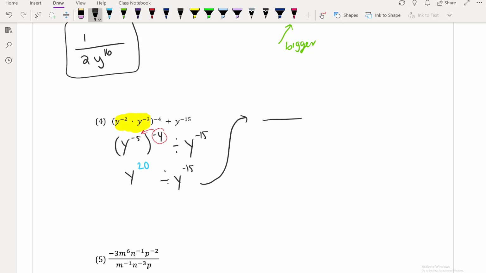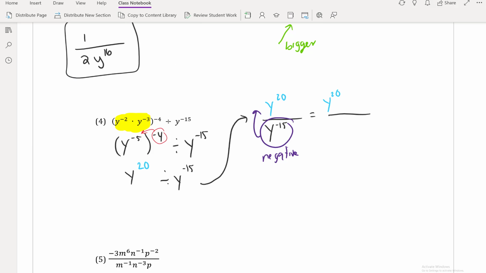So you can think of this as y to the 20th over y to the negative 15. So now that you see it this way, you might be thinking, wait a minute, this y to the 15 is negative, which means it's in the wrong spot. You want to move it up on top to simplify it. So you still have that y to the 20, but now you're moving that y to the 15 up in the numerator to make it positive.